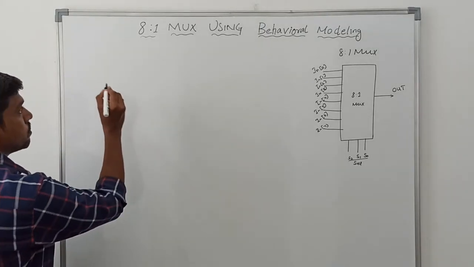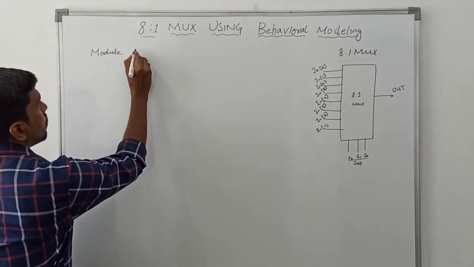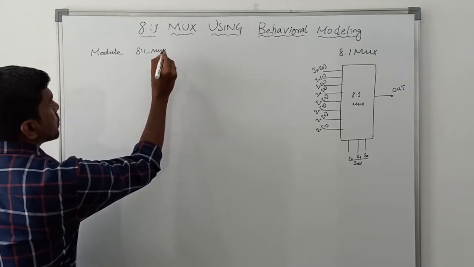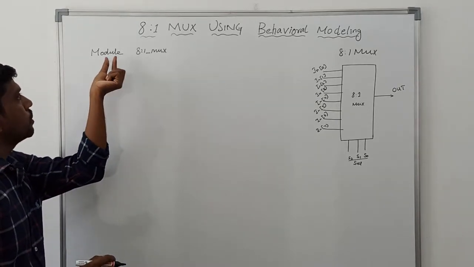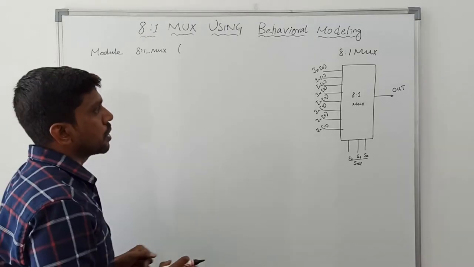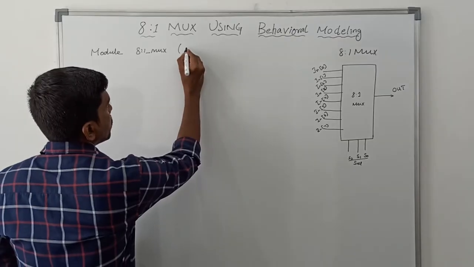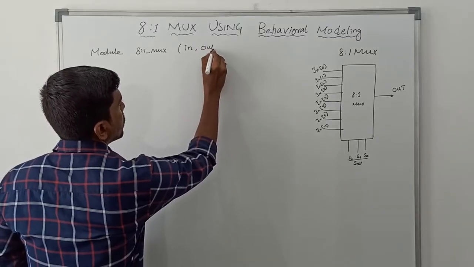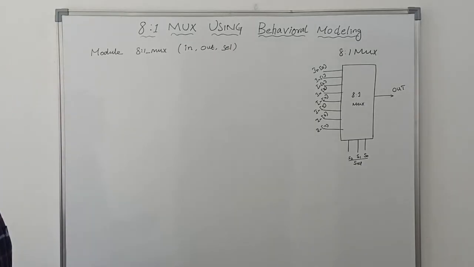So let me write the program. First you write module, then the module name. Here the module name is 8 is to 1 underscore mux. It's a simple syntax. First you declare module, then the module name, then within brackets you list the input terminals used in the block diagram and the output terminals. Here the inputs are in, the output is declared as out, and one more thing, selection. This is the selection line.